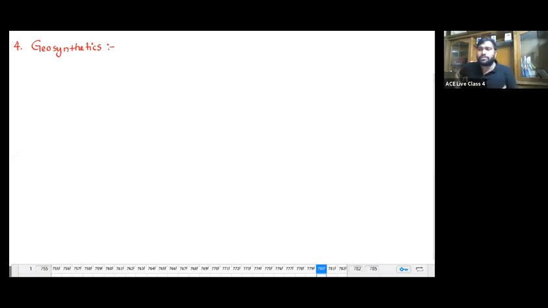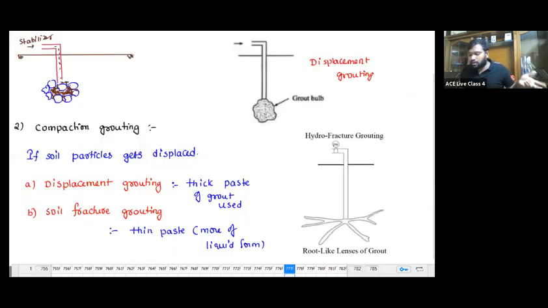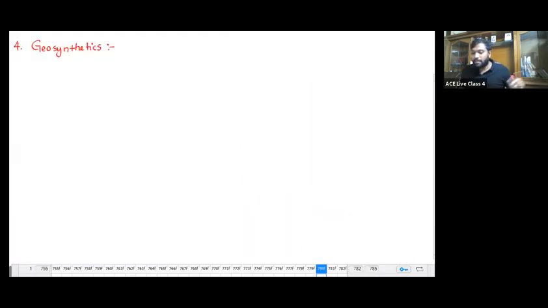So where do we use geosynthetics? See, geosynthetics have widely used applications. In fact, nowadays, instead of chemical, instead of hydraulic, instead of reinforcement, I can go for geosynthetics, because geosynthetics have all the properties. They have all the functionalities.